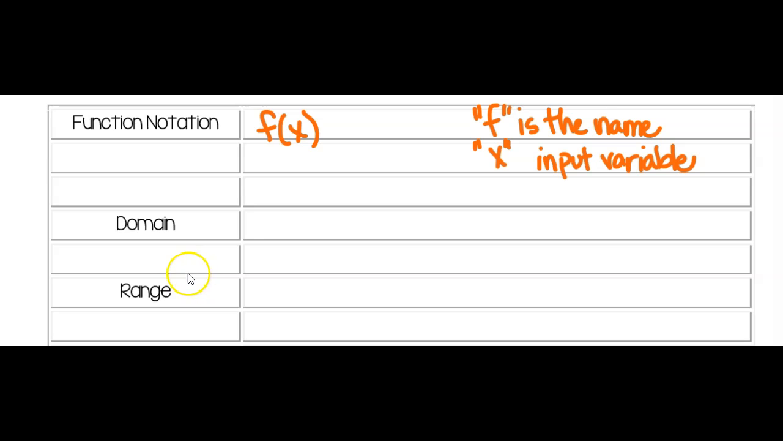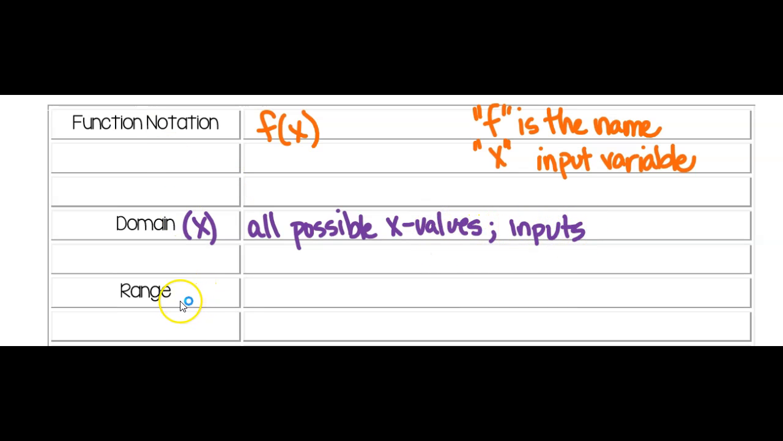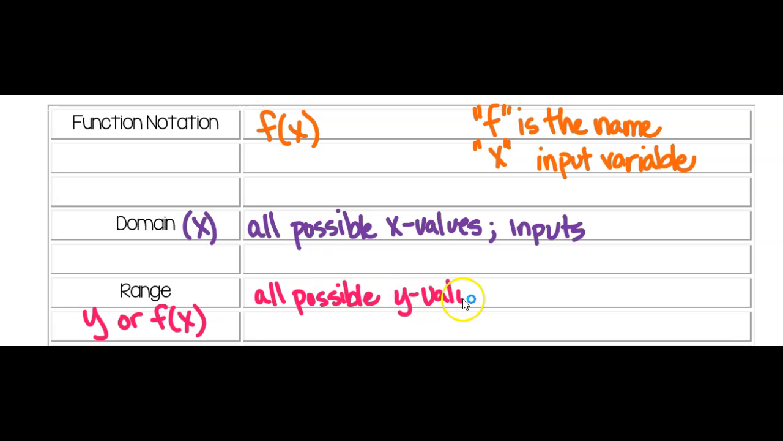So when you're dealing with functions, we talk about domain and range. Domain has to do with your inputs, so your x value, and it's the set of all possible x values, or all possible inputs. And then we have the range, which is denoted y, or as f of x in function notation, and that is all your possible y values, or outputs. So every function has a domain and a range.